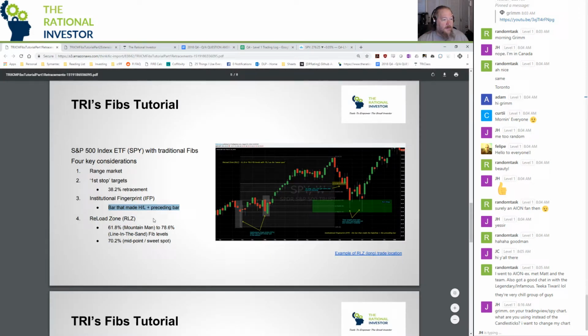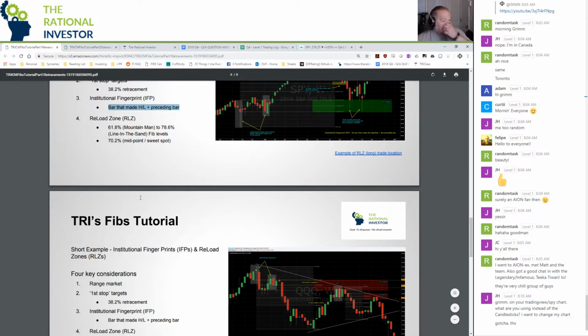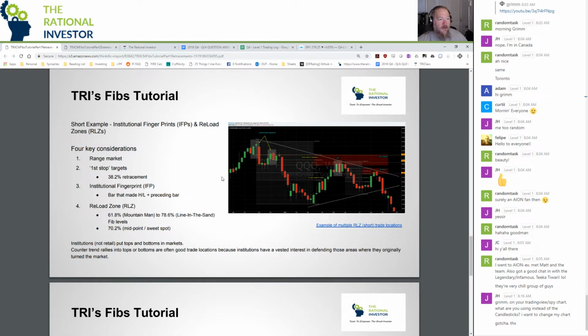All right. So reload zone. Reload zone is very, very important. We use that quite a bit. All right. We get some short examples of fib extension, or sorry, fib retracements. So we see the institutional fingerprint here, highest high with the preceding bar, right?